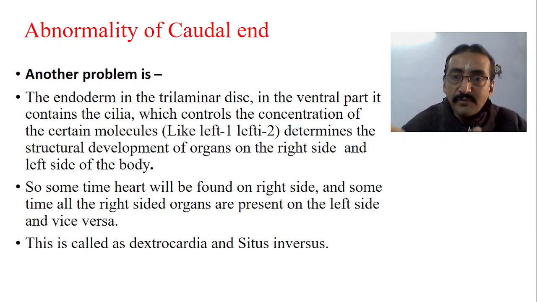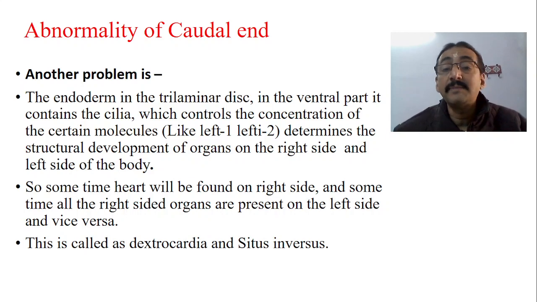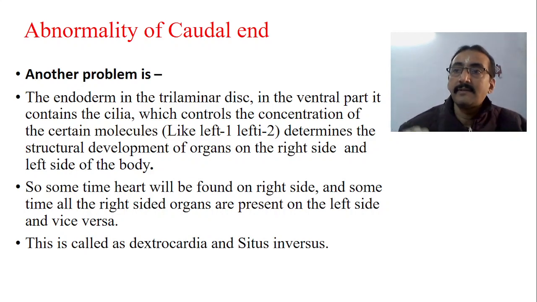They have these swinging movements, and because of that the structures are distributed to the right and left side. Sometimes what happens is the heart will be found on the right side, and sometimes all the right-sided organs are present on the left side, and vice versa. We know this condition. This condition is called situs inversus. All the structures which are supposed to be on the right side are found on the left side, and those supposed to be on the left side are found on the right side. This is quite possible. Sometimes only the heart will go to the right side instead of the left side.